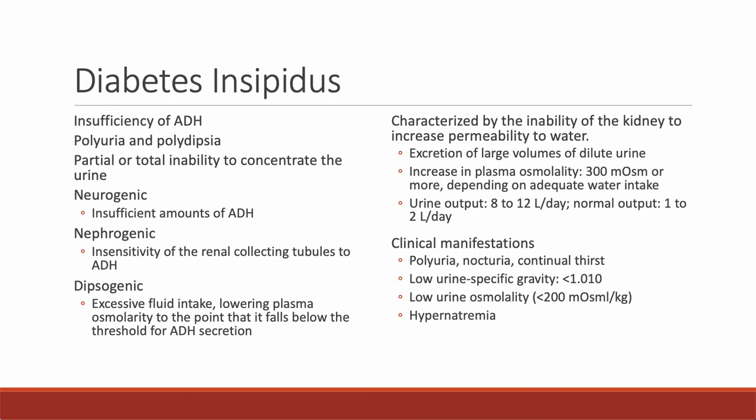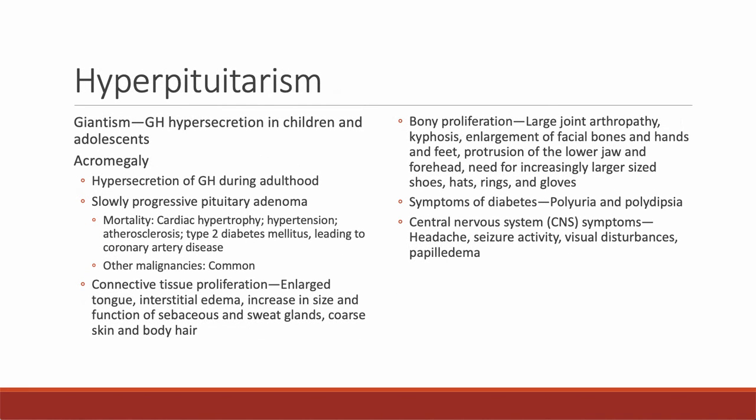Diabetes insipidus, opposite story, right? There's an insufficiency of ADH. There's not enough ADH produced or released into the bloodstream, and therefore the kidneys don't hold on to water, and they produce far too much urine output.